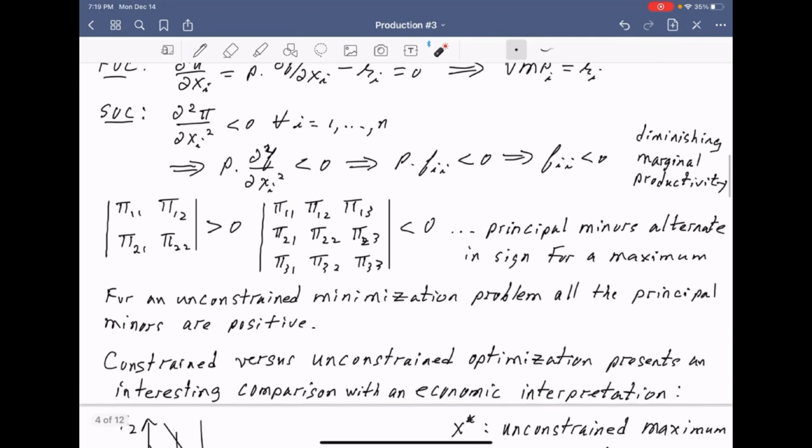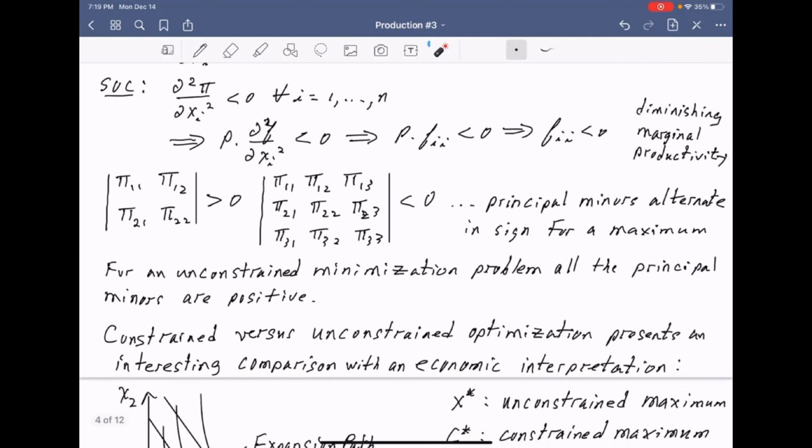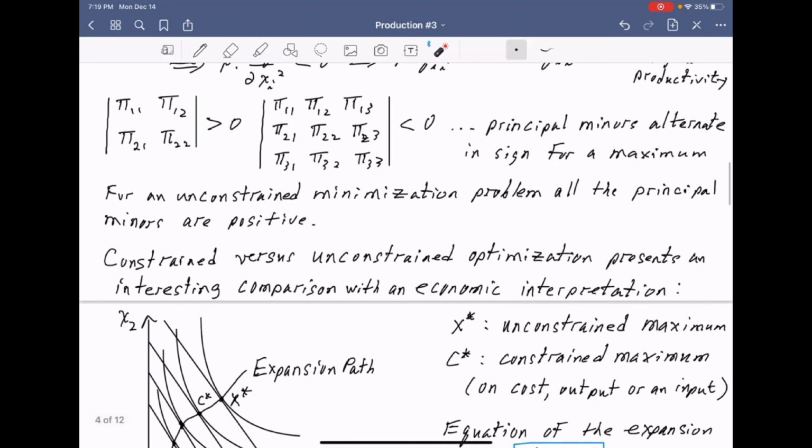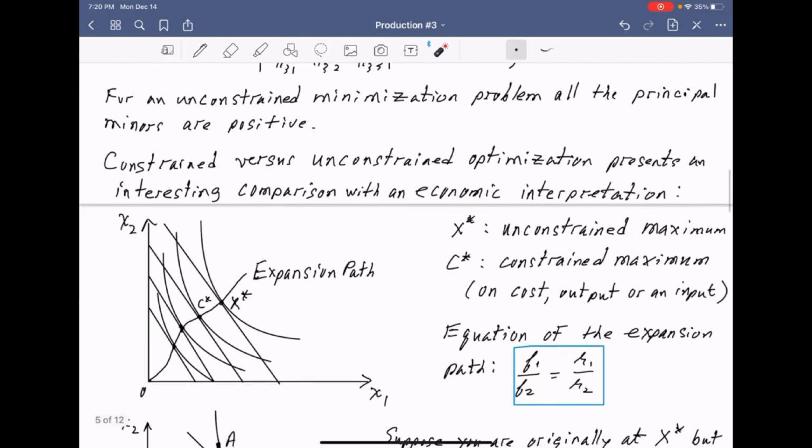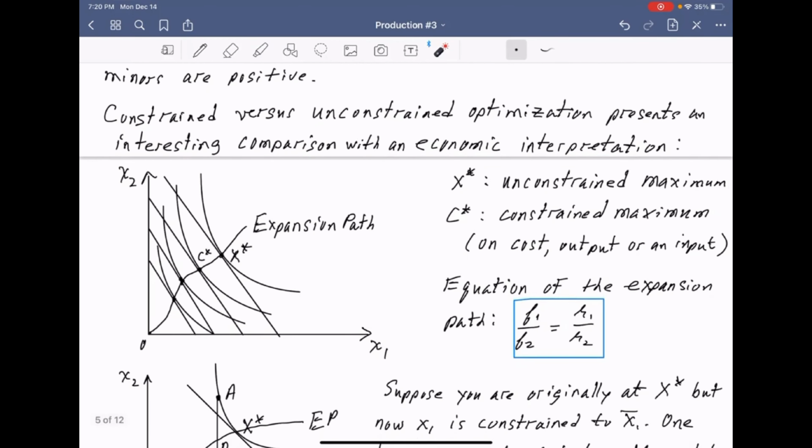Now, the second order condition for profit maximization is that these principal minors alternate in sign. So pi 1,1 is less than 0. Then the next principal minor, the determinant, is greater than 0. Then the third one is less than 0, and so on, alternating in sign. For an unconstrained minimization problem, suppose we had an unconstrained minimization problem, all the principal minors would be positive. So constrained versus unconstrained optimization does, however, present an interesting comparison that has an economic interpretation.